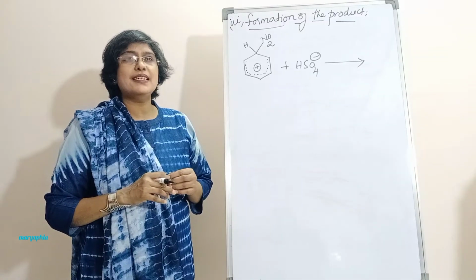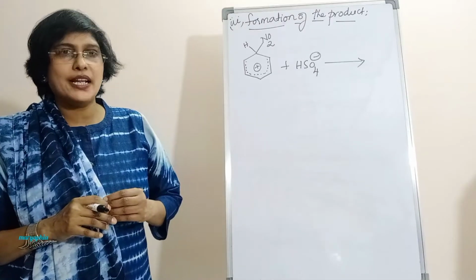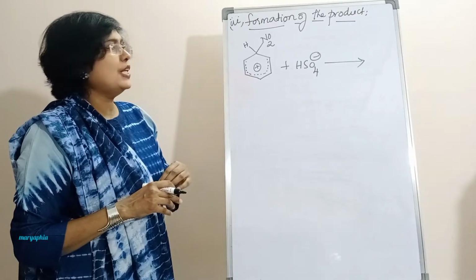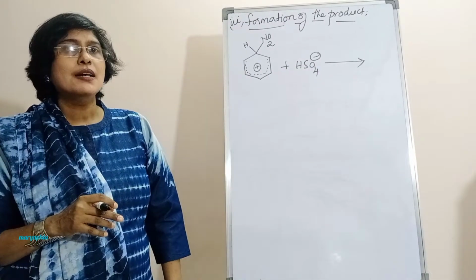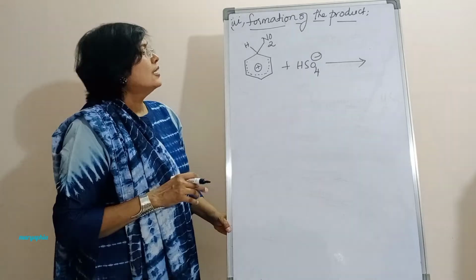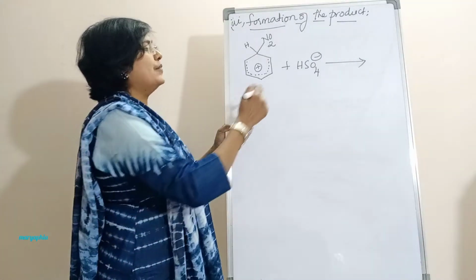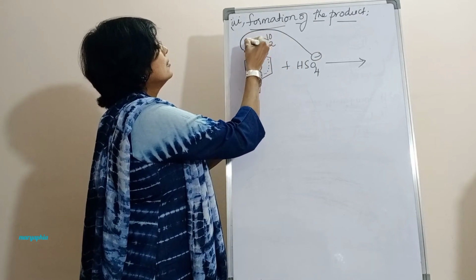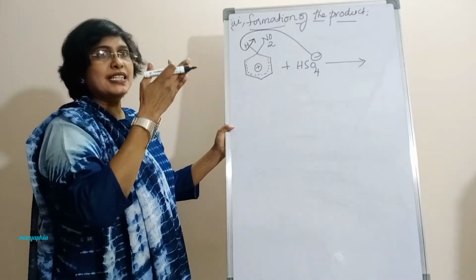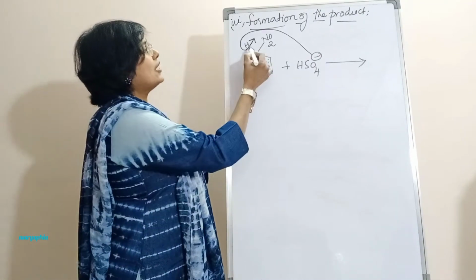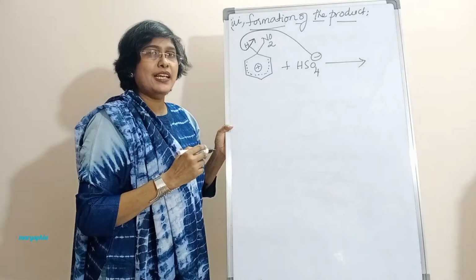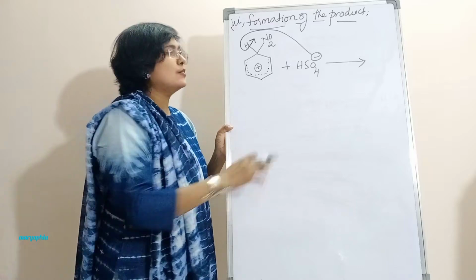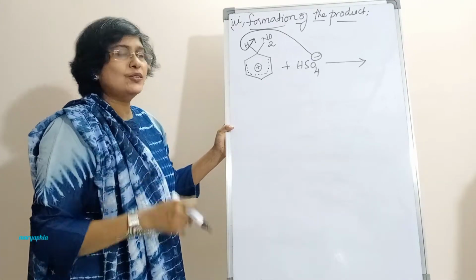Next is the third step, students, formation of the final product. Taking the resonance hybrid, that is the intermediate carbonium ion, plus HSO4 minus. So what happens now in the final step? This HSO4 minus abstracts the proton. See how I am representing the arrows, students. I am not touching the bond between carbon and hydrogen. That means H is going out as H plus. So now you tell me, H plus and HSO4 minus give H2SO4.